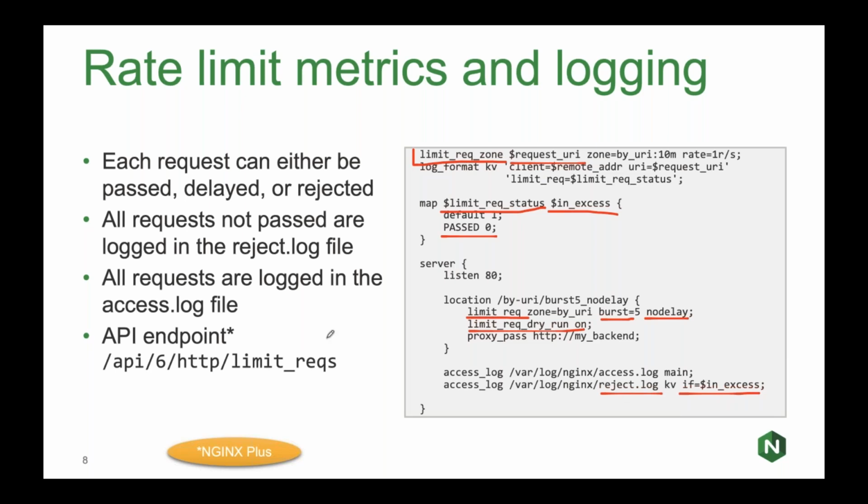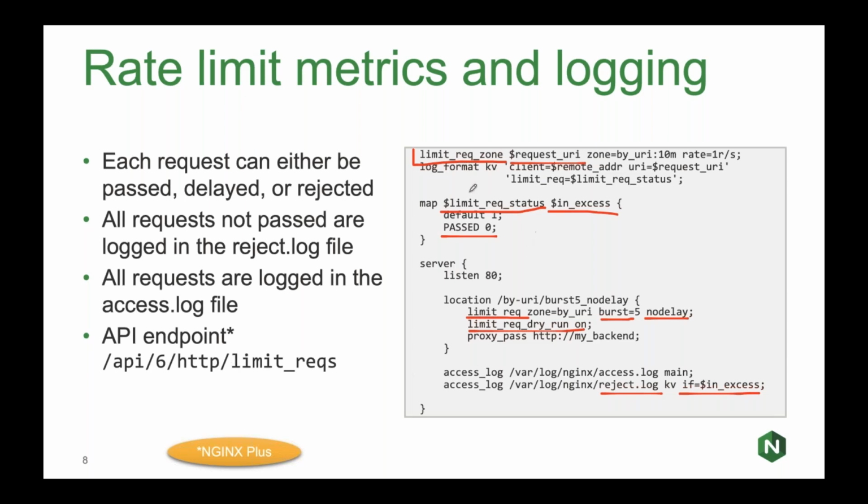I can also use the API endpoint, and this is exclusive to NGINX Plus. Everything else on this page applies to NGINX open source, and this API endpoint will then give me counters for the number of requests that were passed, rejected, delayed, or were rejected or delayed through a dry run configuration. So we differentiate on that as well. So that's rate limiting and logging.